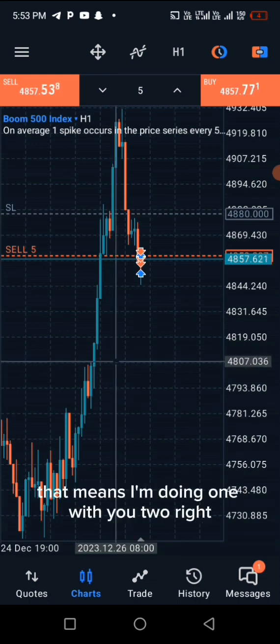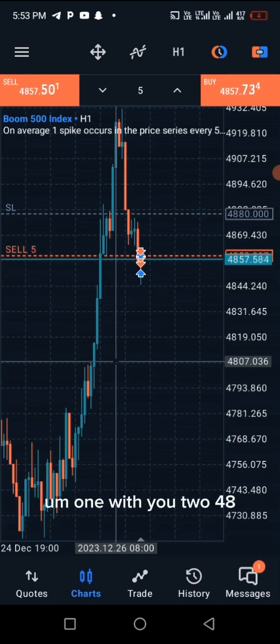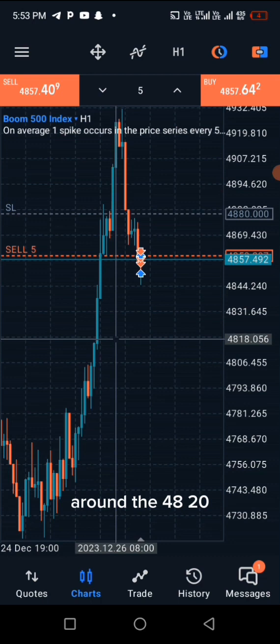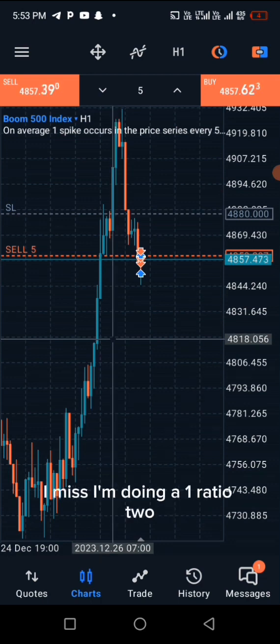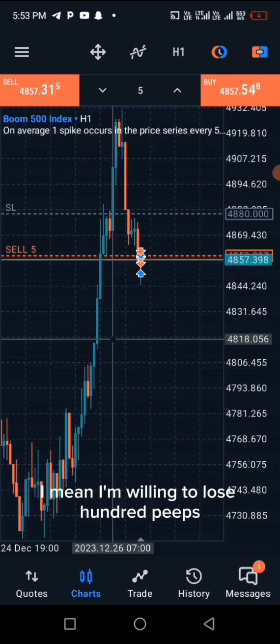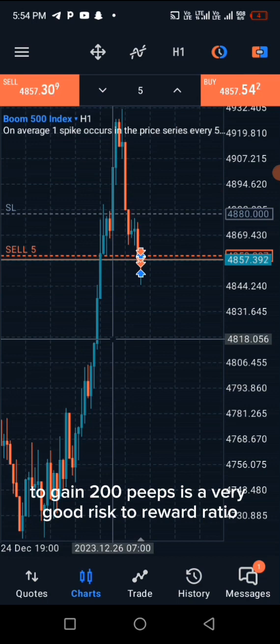That means I'm doing 1:2, right? 48.60, 48.40, 48.20. So my take profit is going to be somewhere around here, around 48.20. This is where my take profit will be. That means I'm doing a 1:2 profit, willing to lose 100 pips to gain 200 pips. It's a very good risk to reward ratio.